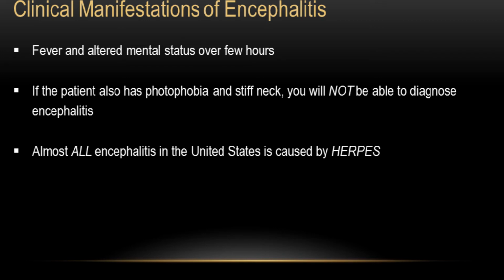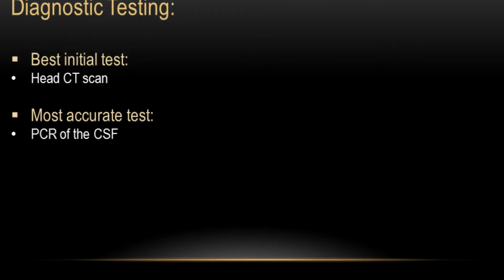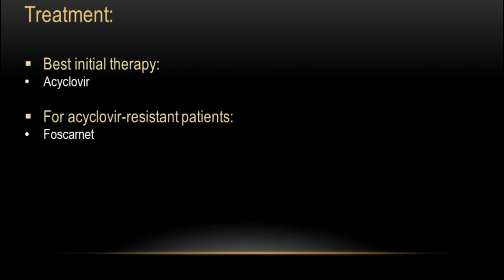Almost all encephalitis in the United States is caused by herpes virus. The best initial test is head CT scan, and the most accurate test is PCR of the CSF to retrieve this causative virus. And the treatment is acyclovir for herpes, and for acyclovir resistant patients we do foscarnet.